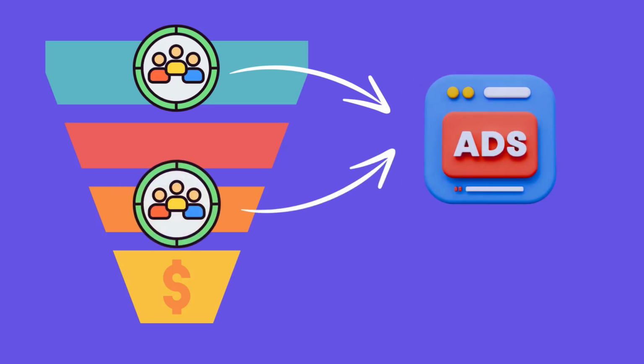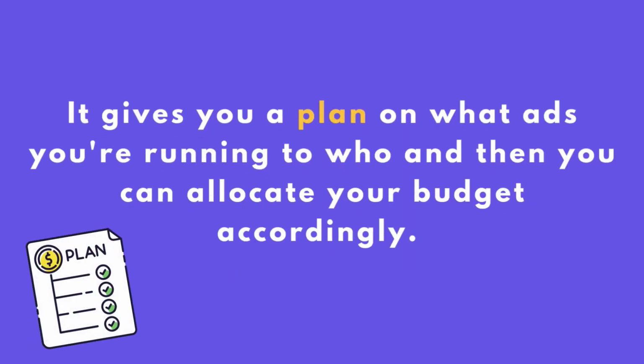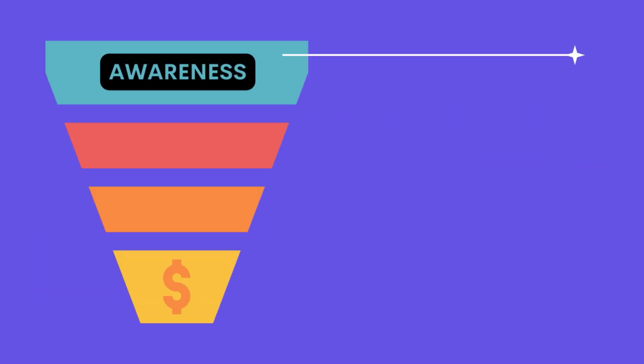You don't want to run the same ads to people in the awareness stage as you are to people in the conversion stage or vice versa. And that's where having a marketing funnel helps. It gives you a plan on what ads you're running to who, and then you can allocate your budget accordingly. Ads geared towards people in the awareness stage need to account for the fact that these people have never heard of your brand before and they don't care about it until you make them care.